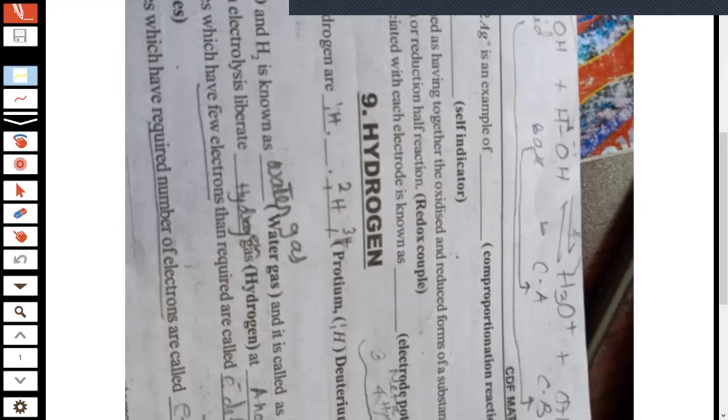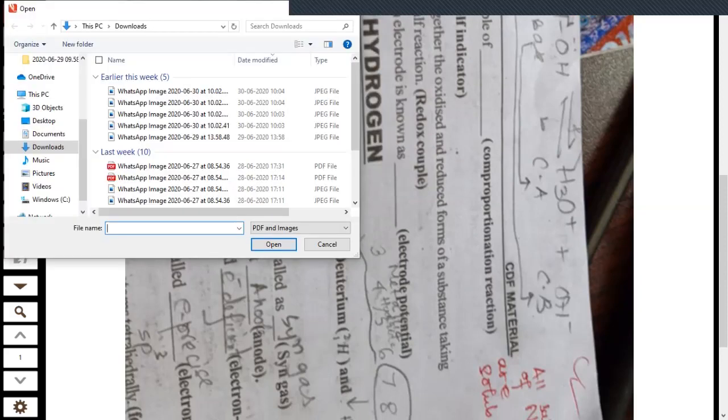The pair having together the oxidised and reduced form is defined as a redox couple. The potential associated with each electrode is known as electrode potential.